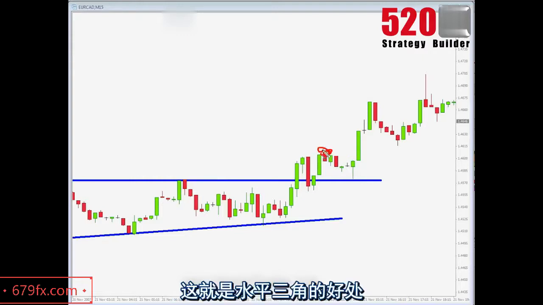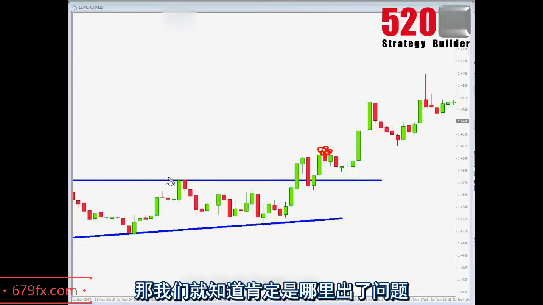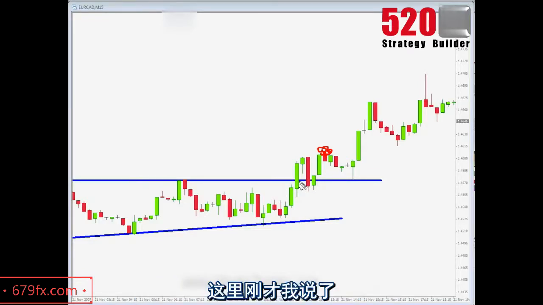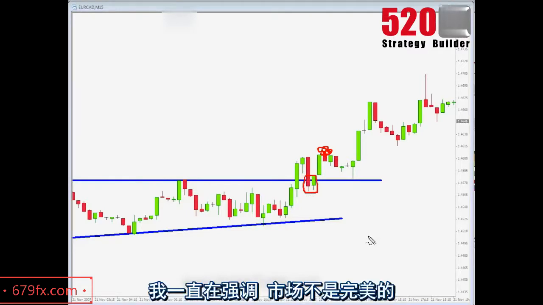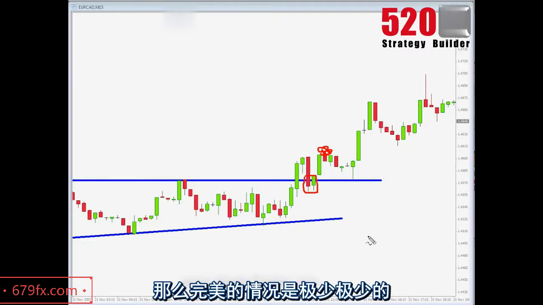That's the beauty of flat top or flat bottom triangles. We have a key level to keep an eye on. If that level gives way, we know that something might not be all right. Here, like I was saying before, it overshot a little bit. That's not a big deal. As I always say, markets are not perfect. You cannot expect levels of support and resistance to be respected right to the pip. That never happens, or very rarely happens.